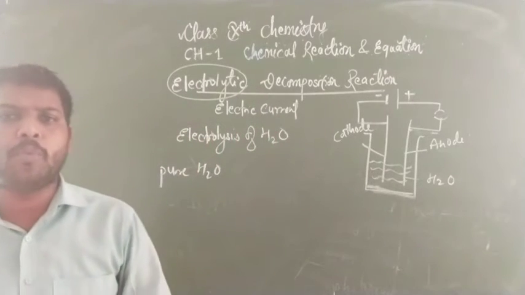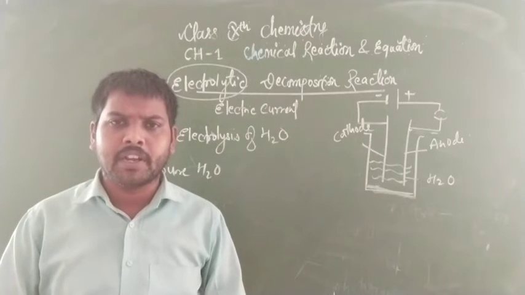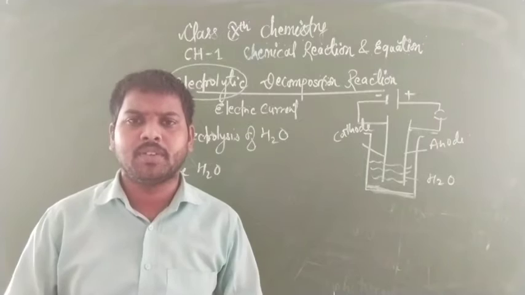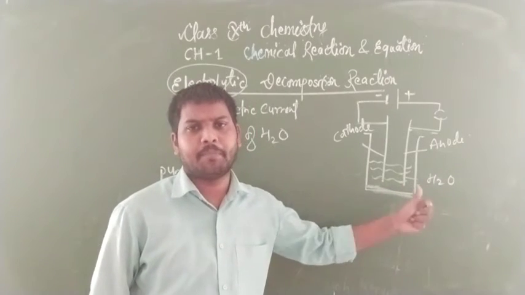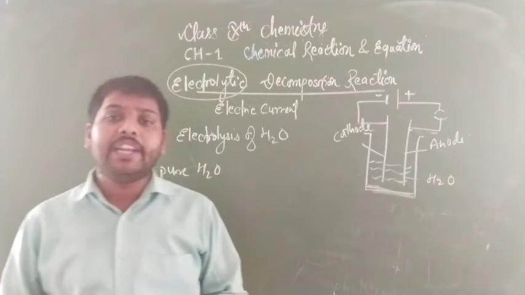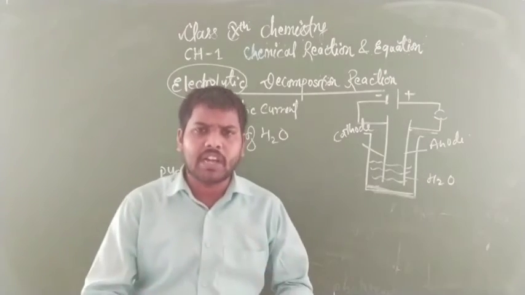अगर हमको वाटर को ब्रेक करना हो तो हमको उसको कंडक्टर बनाना पड़ेगा, गुड कंडक्टिविटी बनाना पड़ेगा. And after that it will break. So children, in order to break this compound with the help of electric current, we will add some drops of dilute sulfuric acid or any salt or any acid.